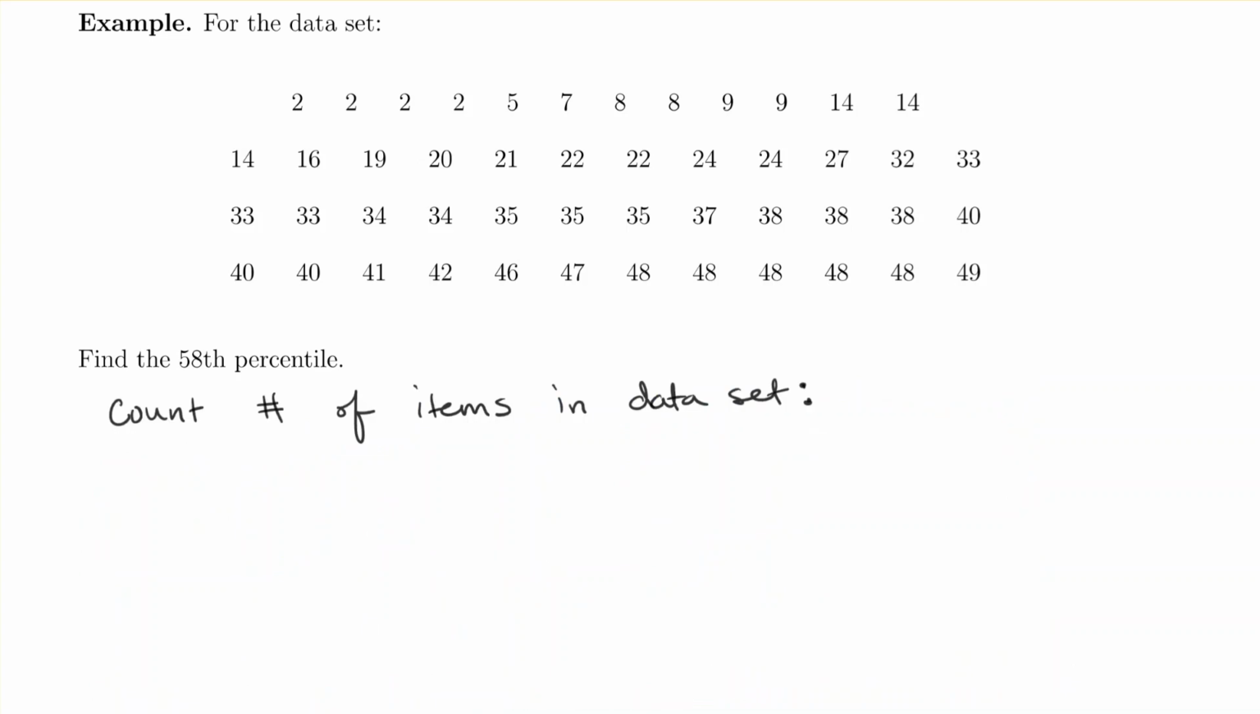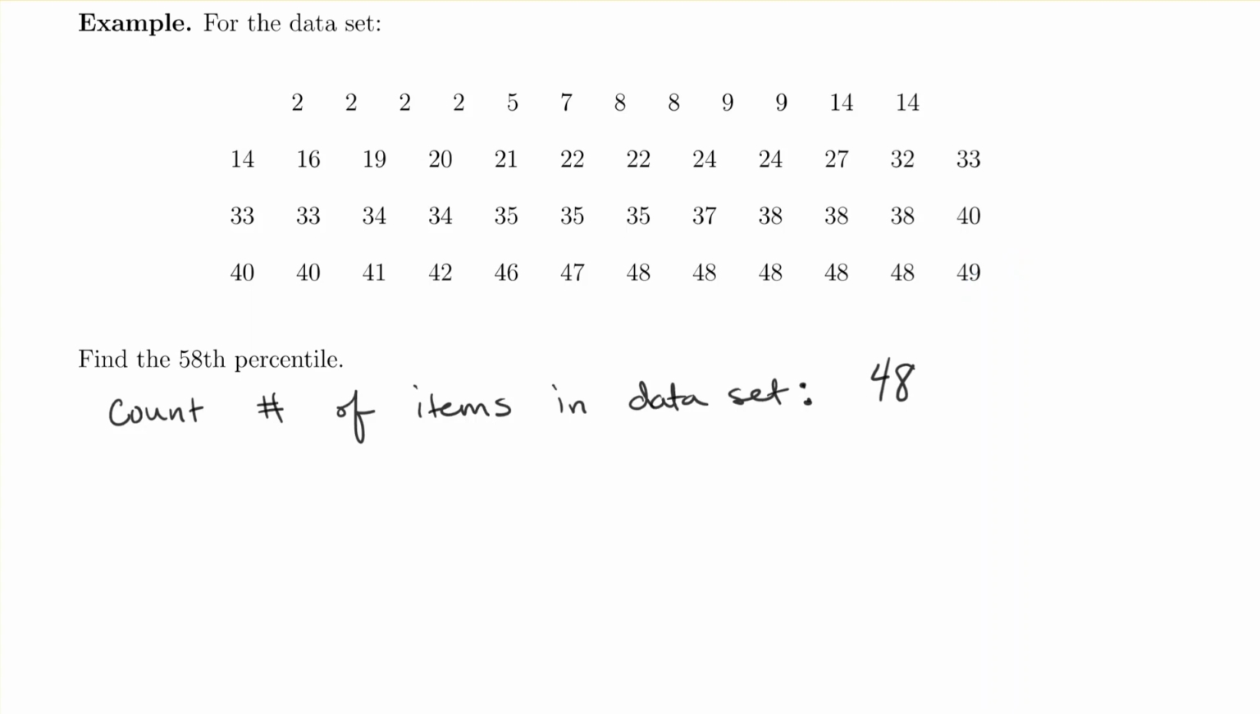Before I find any numbered percentile, I need to first know how many items are in the data set, so I'm going to quickly count that. 1, 2, 3, 4, 5, 6, 7, 8, 9, 10, 11, 12, 13, 14, 15, 16, 17, 18, 19, 20, 21, 22, 23, 24, 25, 26, 27, 28, 29, 30, 31, 32, 33, 34, 35, 36, 37, 38, 39, 40, 41, 42, 43, 44, 45, 46, 47, 48. Make sure as you're counting you don't miss or overcount anything because that will throw off your answer if you get the number wrong. So there's 48 items.